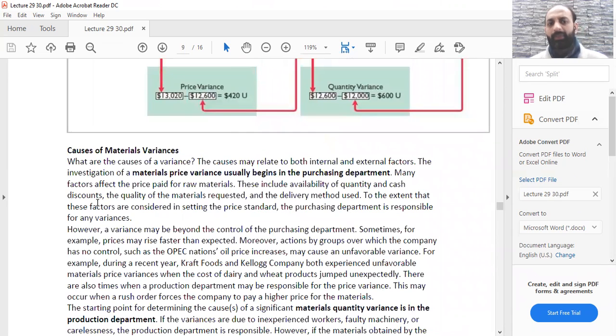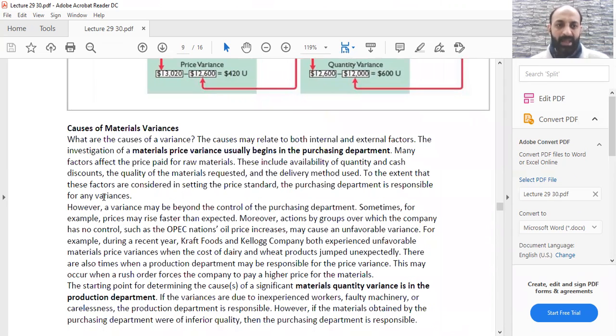Now, what are the causes of material variances? What are the causes of a variance? The causes may relate to both internal and external factors. The investigation of a material's price variance usually begins in the purchasing department. Now, why does it begin in the purchasing department? The reason is that the purchasing department is the one which is responsible for buying the raw material.